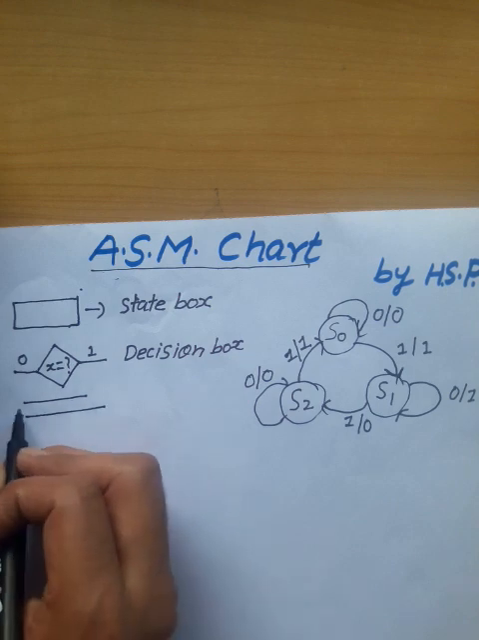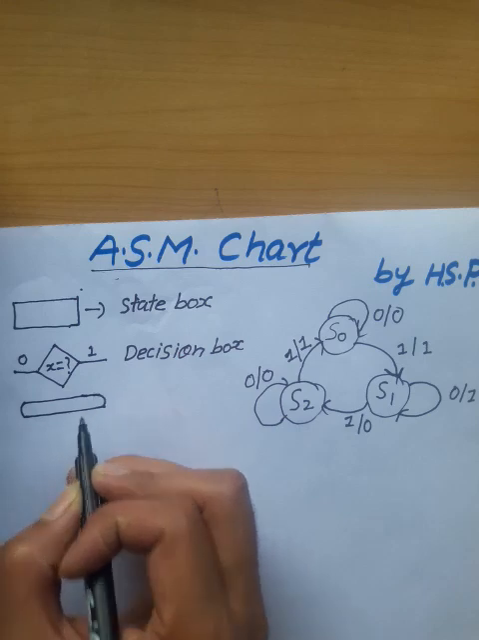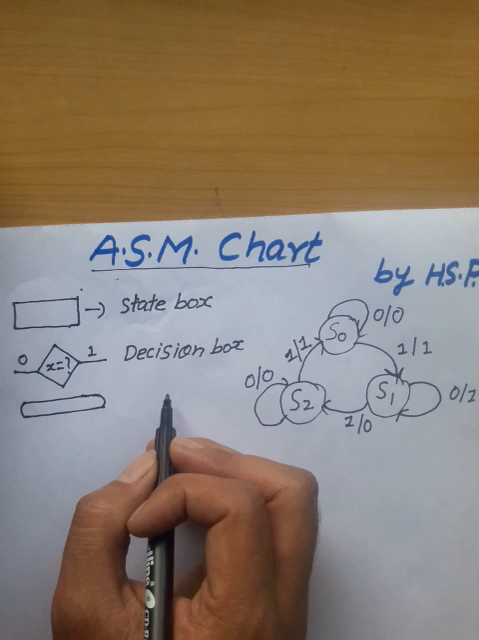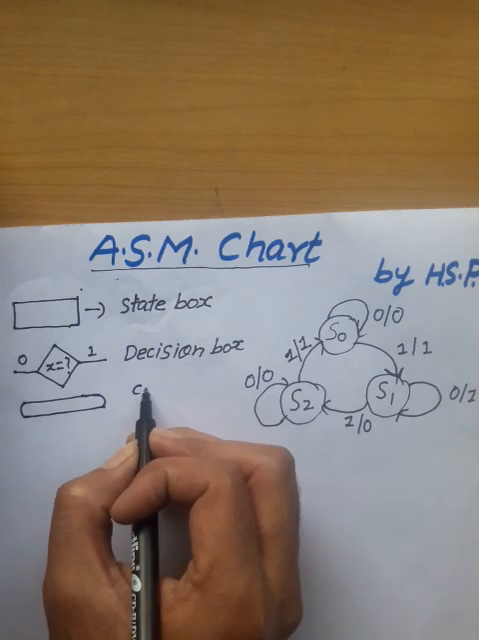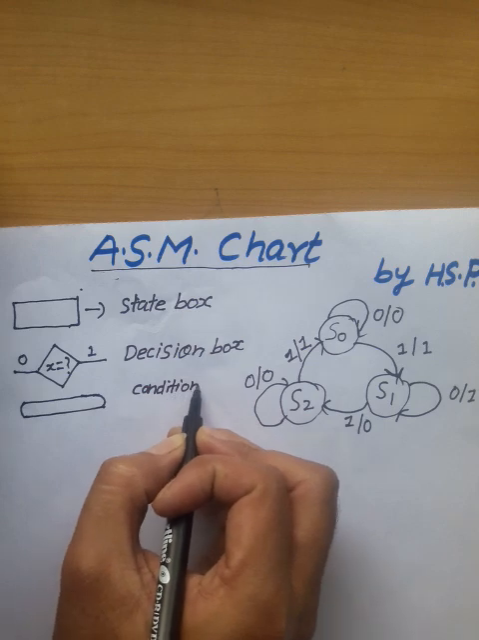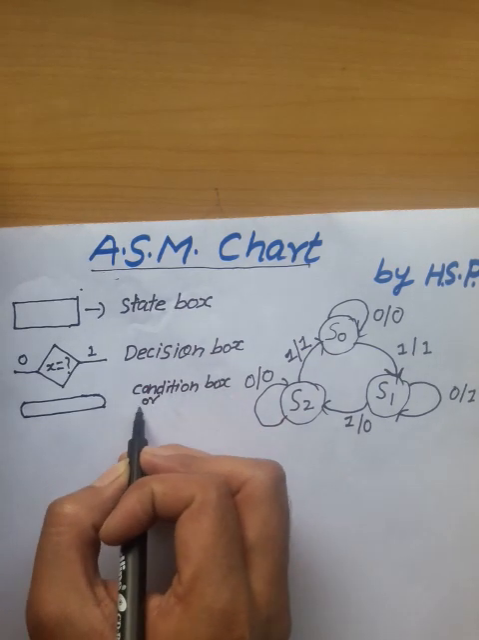Okay, next one, rectangle with rounded corner. This is very important. Okay, this is new for you. This is called your condition box or Mealy box.